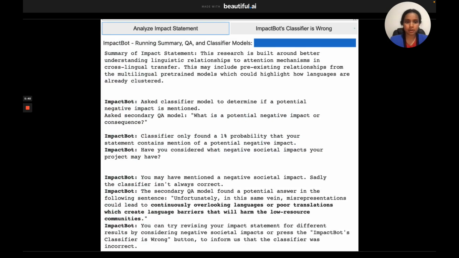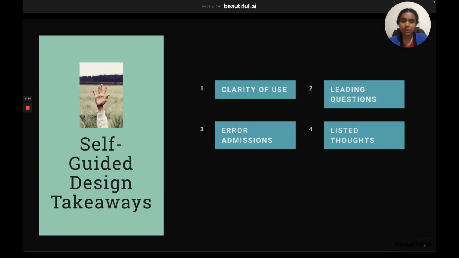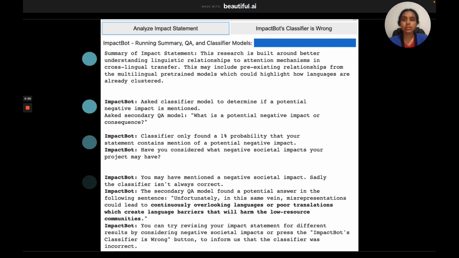Then we think about error admissions. Specifically, we give the user the opportunity to say, hey, we might not get everything correct. Can you please correct us? And finally, we think about the listed thoughts. To ensure that the user has an easy time reading and parsing through ImpactBot's information, we give a sequential series of answers as our answering format so that they can see the taxonomy of how ImpactBot is processing the information and what it does next.